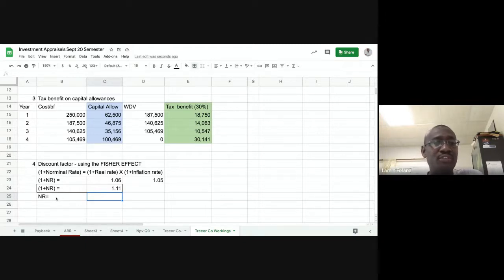So the 1 is going to move to the right, because that will be its rightful position. The NR is on its own and wants to stay on the left. So if the NR is the only one that's going to stay on the left, the 1 has to move to the right of the equation, and its sign needs to change.